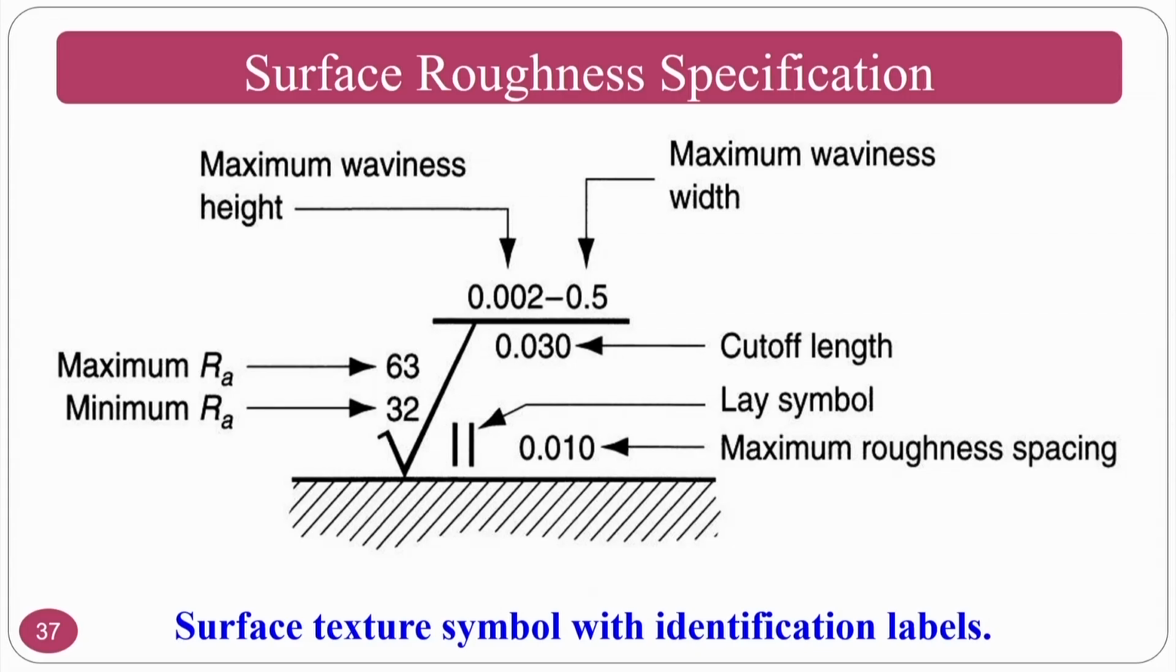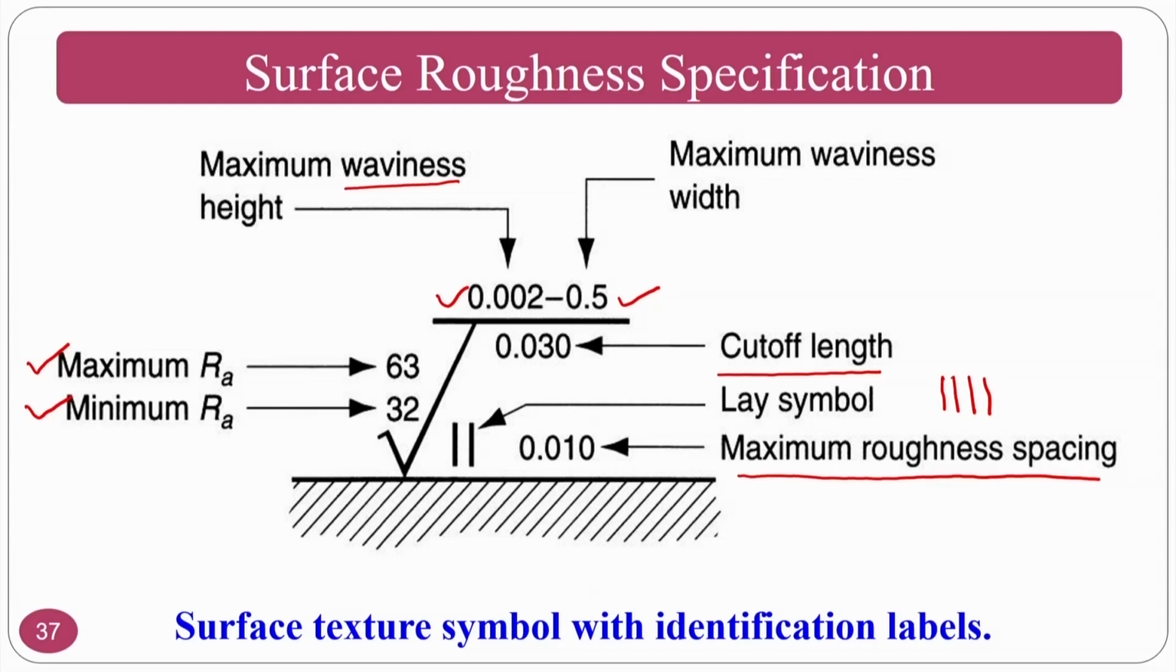This is the basic symbol, which comprises maximum roughness and minimum roughness. At the same time, maximum waviness height and maximum waviness width are mentioned here. At the same time, cutoff length. As I said, cutoff length is most important to avoid the waviness. So, that is why here normally 0.03 mm is given as a cutoff length, and the lay symbol, that is nothing but I want a parallel surface. Okay. Parallel surface, that means you can achieve parallel lines on the product. The maximum roughness spacing is represented by 0.01.